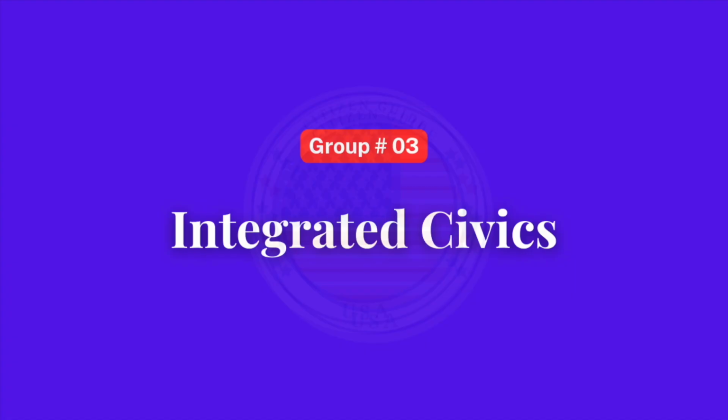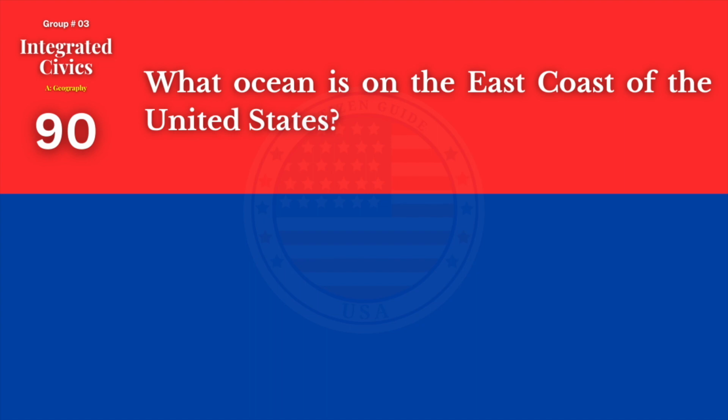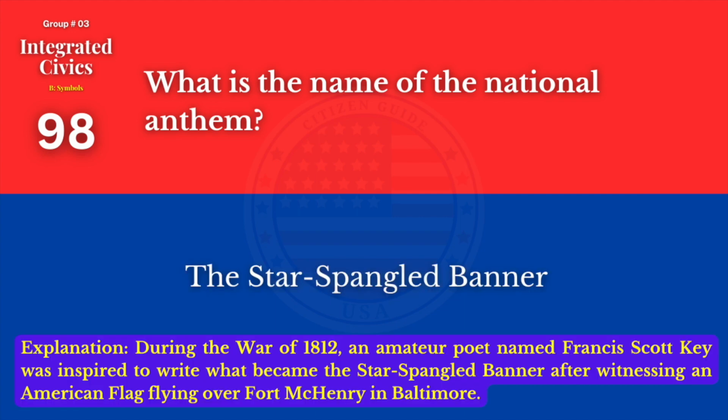Group 3. Integrated Civics. Name one of the two longest rivers in the United States. Missouri River. What ocean is on the east coast of the United States? Atlantic Ocean. What is the name of the national anthem? The Star-Spangled Banner.